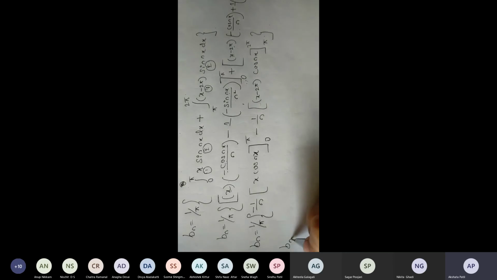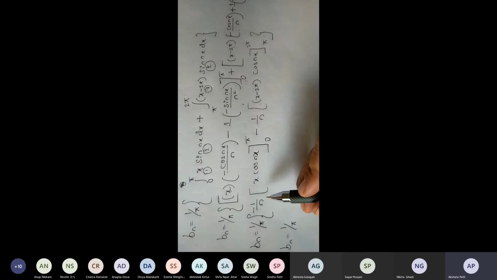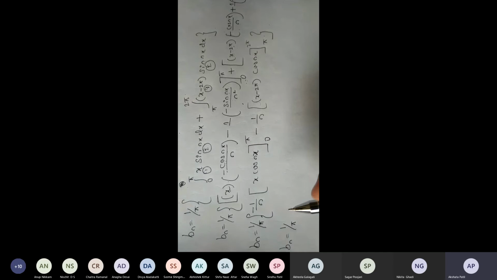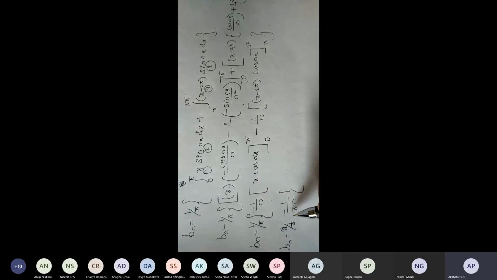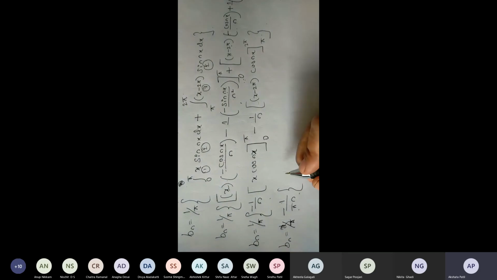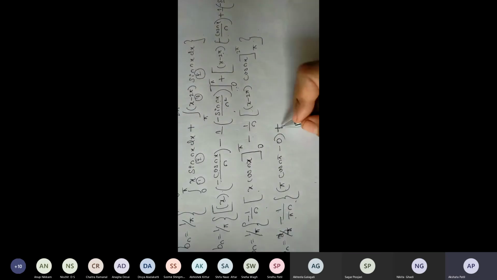Now simplify this one. 1 by pi, or we can write minus 1 by pi n, take it outside. This minus 1 by n, I will take it outside, means outside is minus 1 by pi n. Inside, apply the upper limit here. So you will get pi into cos of n pi minus of, apply the lower limit, means it becomes 0. So I will take minus outside, means minus into plus minus, so this is a plus sign.